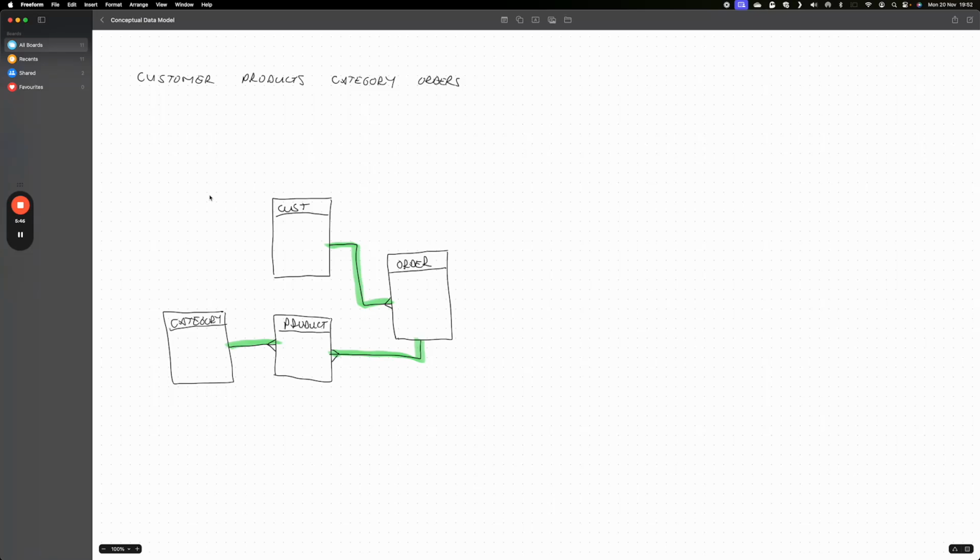Now, in the subsequent videos, we will break this down a little bit, because you're probably starting to ask questions, particularly, I think, around the order one that gets a little bit more complex. So when we take this model and we translate it to a logical data model, we're really going to focus on this order table a little. So we'll leave it there for now.